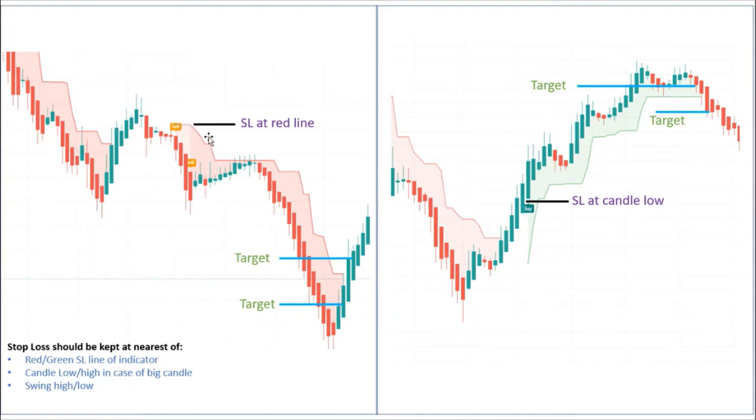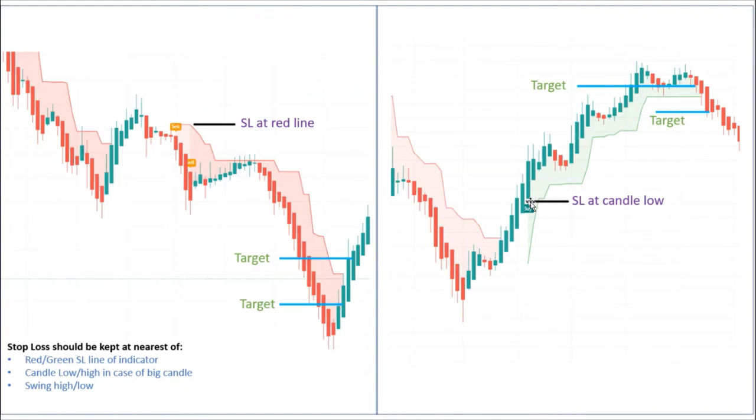If you are an experienced trader and know a bit of price action, then you can increase efficiency by keeping the smallest SL, which is technical. You can choose either of the SL line or the candle high or low or swing high or low. You can see an example of a big candle here. In this case, you don't need to keep a very big SL. You can actually keep an SL just below the low of the candle. If you're a beginner, then it's always better to use the SL line to avoid any confusion.